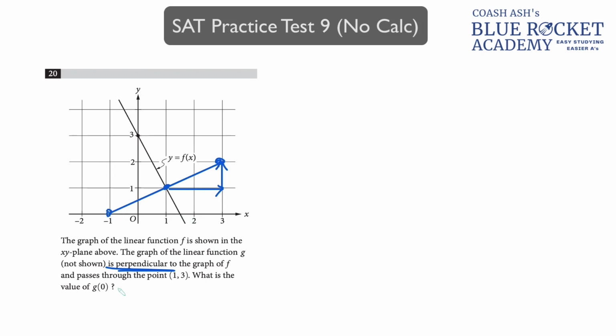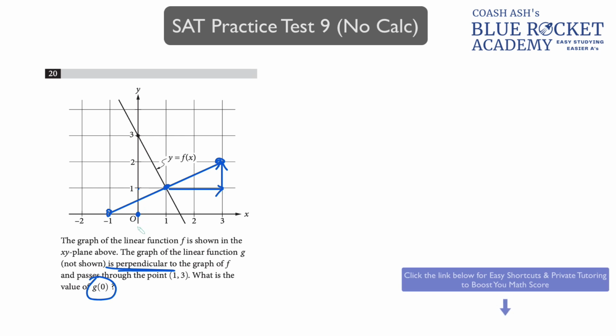And now what they're saying is, what is G of 0? So what is G of 0 is exactly the midpoint between 0 and 1. Remember, this is 0 over here, right? And this is 1 over here. What's the halfway of this halfway point? It's 0.5, and that's your answer.